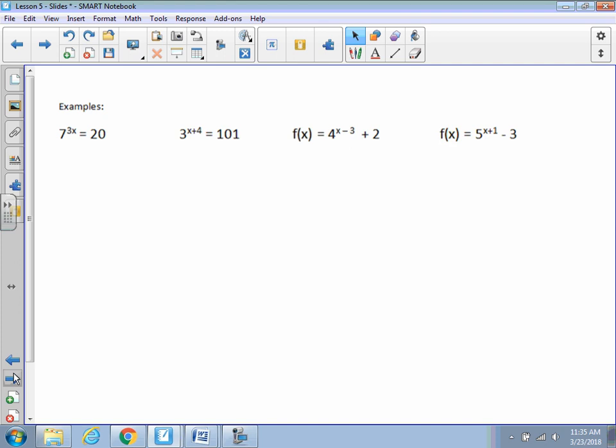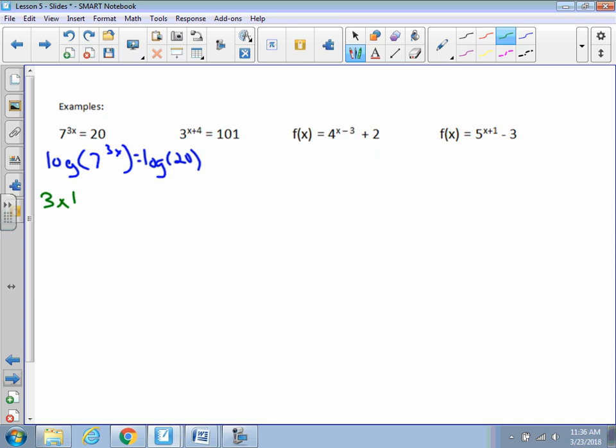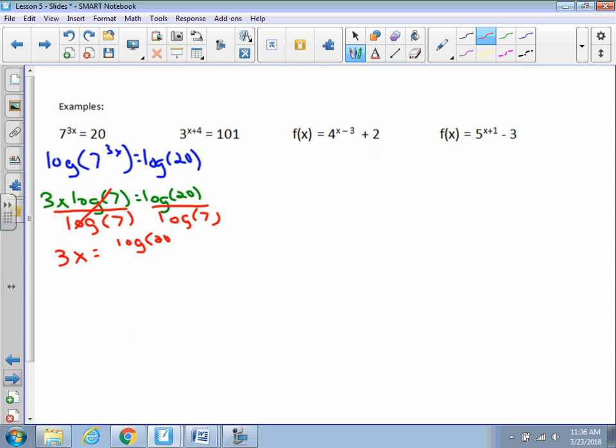Then I'm going to use my power property, and I'm going to bring that 3x out front. Then I'm going to divide both sides by the log of 7 first. Okay, and I'm going to want to leave that whole decimal in my calculator. So whatever the log of 20 divided by the log of 7 is, leave that in your calculator, and then divide both sides by 3. So you can get a more accurate answer. To the nearest fourth decimal point, 0.5132.